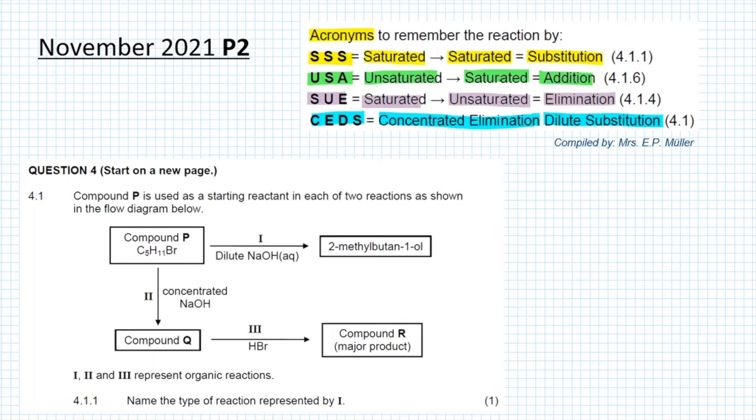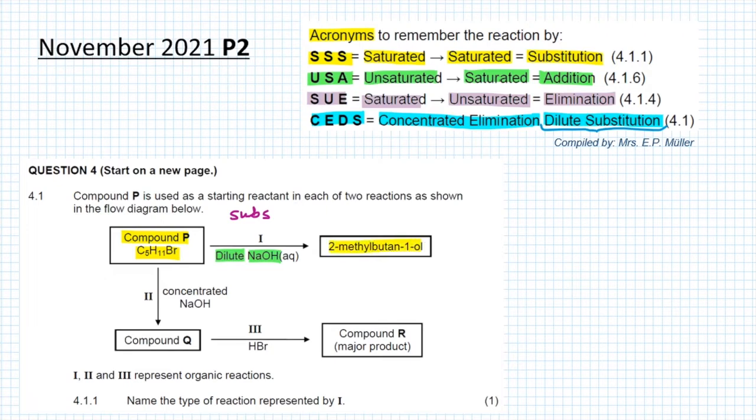If we look at compound P, we see that we have only been provided with a molecular formula. So we don't know the order in which these atoms are bonded, nor the types of bonds that exist between the atoms. But compound P will be placed in the presence of dilute sodium hydroxide. This is a dilute base. Now if we go up to the acronyms, we see dilute substitution. So already we know that reaction number 1 is a substitution reaction, and we're going to write this down on the question paper.